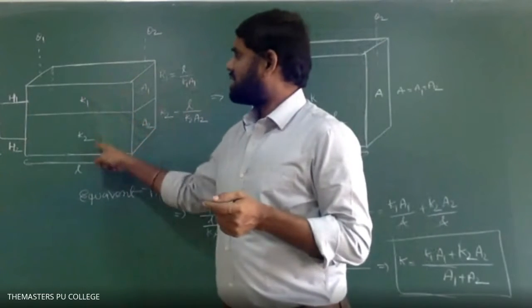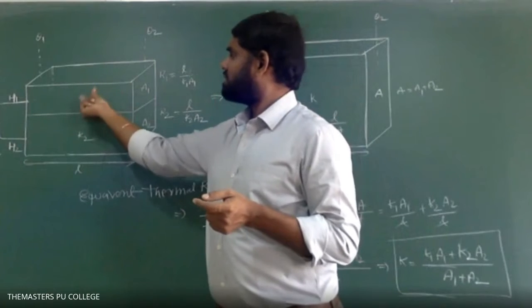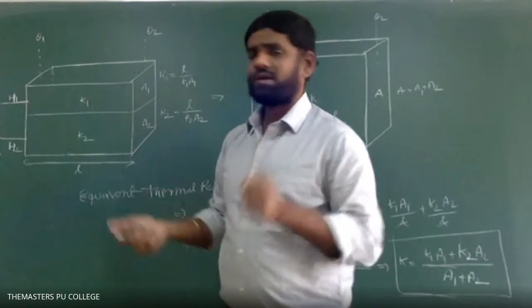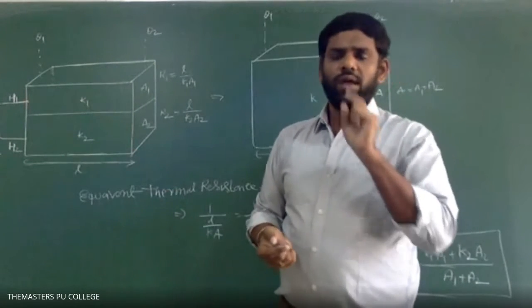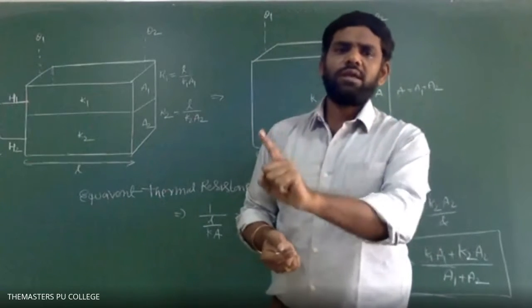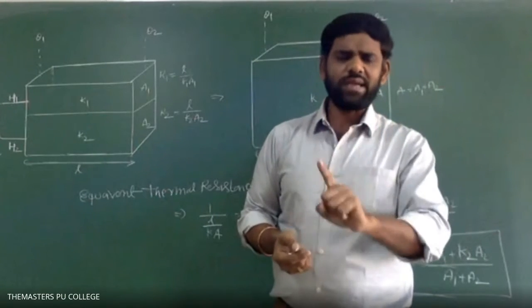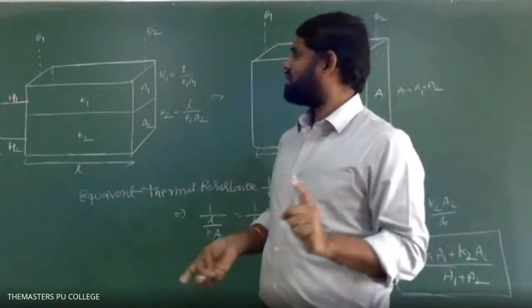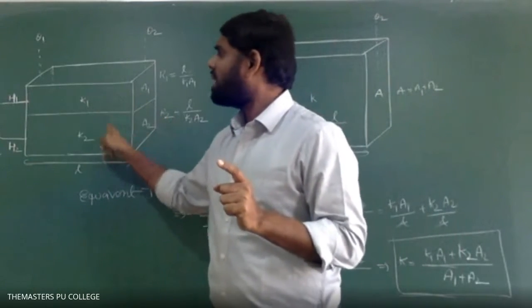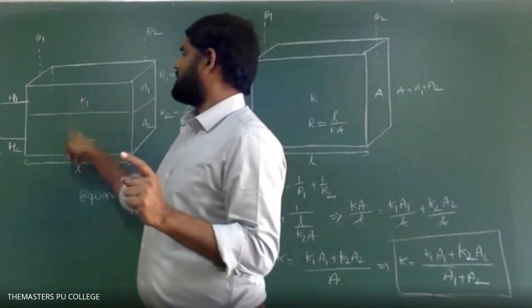Here two ways are there for the heat to flow, either it may flow through this rod or it may flow through this rod. But in series there is only one way. It has to pass through the first rod and then enter the second, third, and so on. In series combination, the rate of heat will be the same. In parallel combination, the rate of heat will be different.